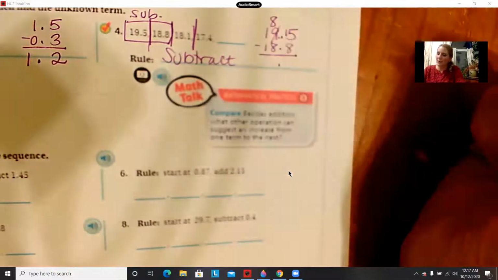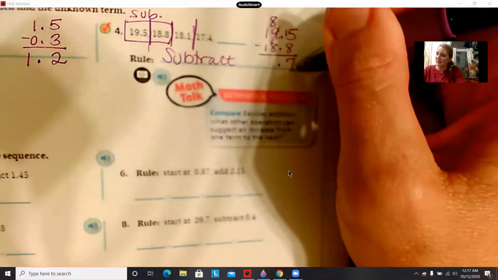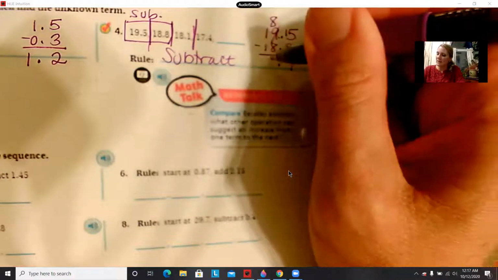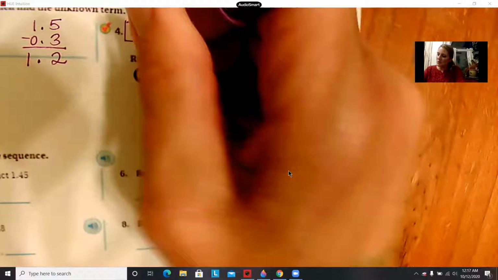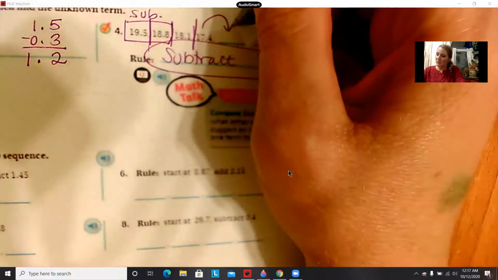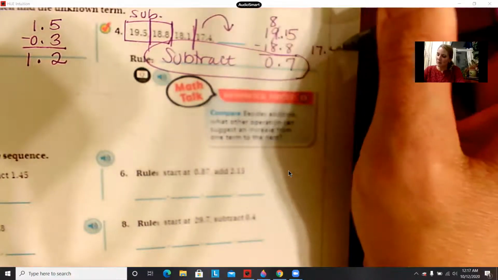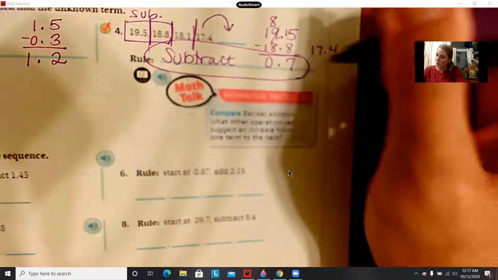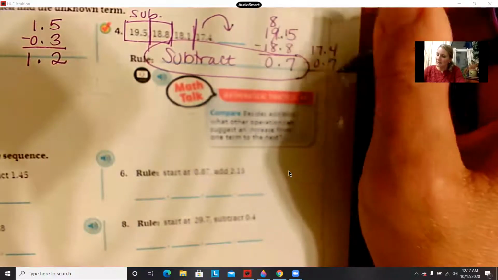Okay, get your decimal point down. 15 minus 8 is 7, and 18 minus 18 is 0. So we have our rule: subtract 7/10. Now we need to apply that rule. So let's take the term before it, which is 17 4/10. Use our rule, subtract 7/10.